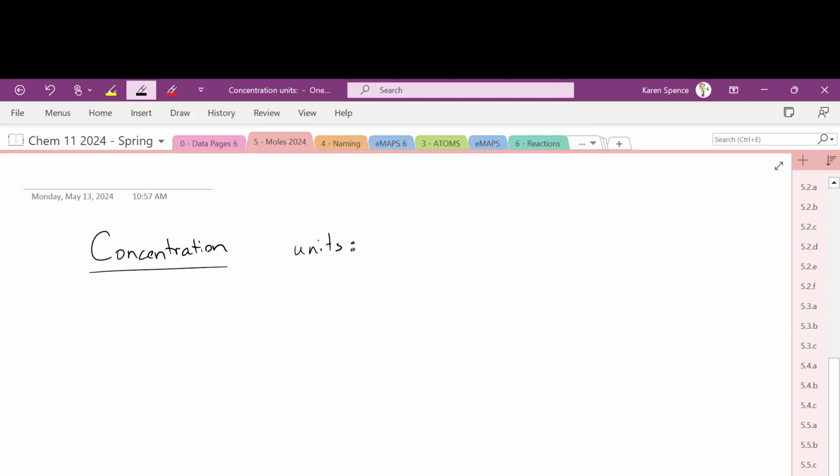What's one unit we can use for concentration? We can do moles per liter. Or what's the other way to write it? Capital M. How do we pronounce that?